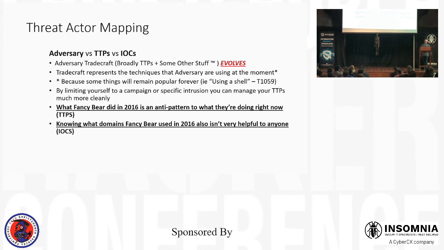So we'll just touch quickly on the difference between adversaries, TTPs, and IOCs. Broadly, adversary tradecraft evolves, right? So tradecraft represents what adversaries are doing at the moment. Obviously, some things are going to remain useful and popular forever, right? Using a shell is a good example there. But if you limit yourself to specific campaigns or intrusions and the TTPs associated with them, you can manage those TTPs much more cleanly. At a high level, knowing what Fancy Bear did in 2016 is probably an anti-pattern for what they're doing right now. And knowing what domains Fancy Bear used in 2016 isn't very useful for us in terms of IOC mapping either.